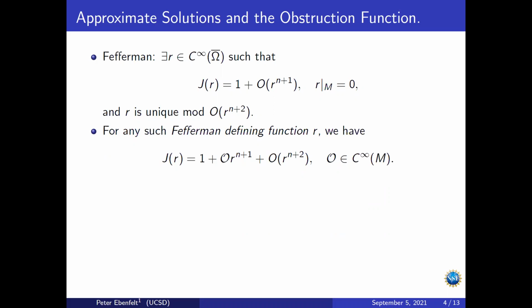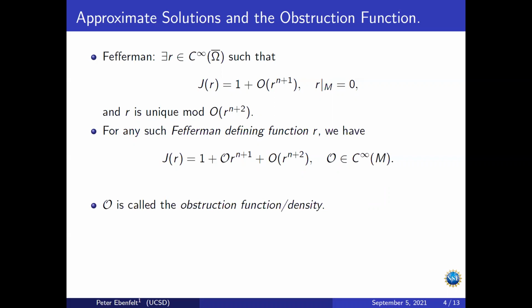So the first coefficient here that I call O, which appears at R to the power n plus 1, is a smooth function, C infinity on the boundary. And that is sort of the obstruction to getting higher. First, when I present it this way, it's the obstruction for Pfefferman's algorithm to go through to a higher power.